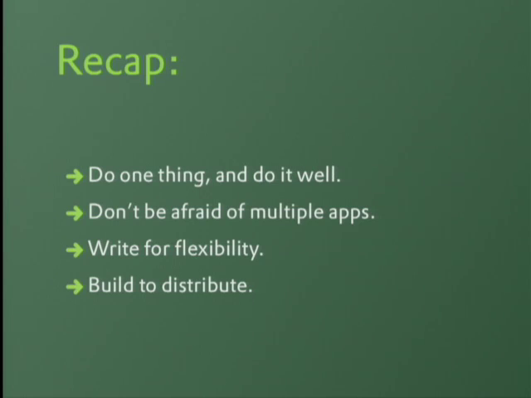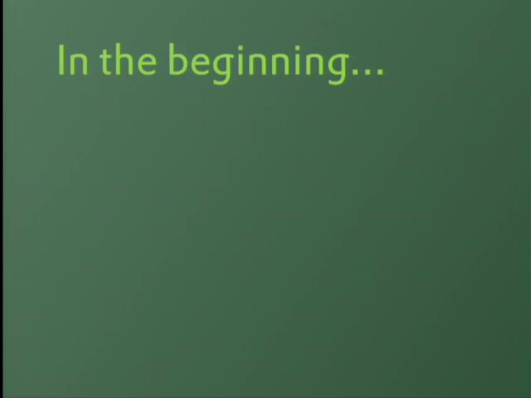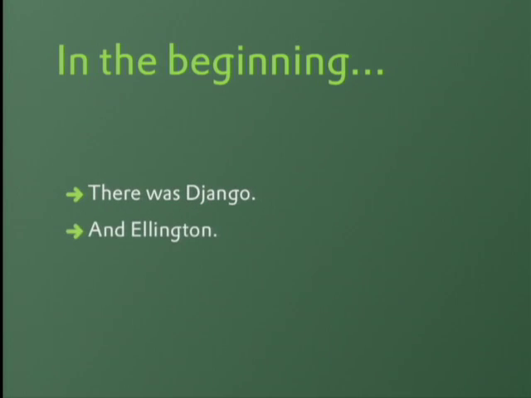And just to kind of hammer home why this is important. Way back, 2005, Django was released. And there was Django, and there was Ellington, which we'd written.